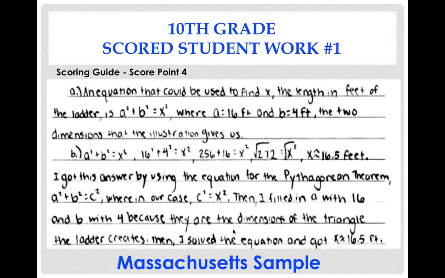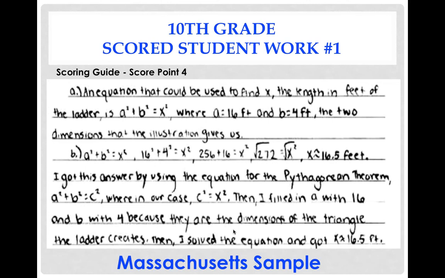All right, on part B, it says use the equation you wrote in part A to find x, the length to the nearest tenth of a foot of the ladder. Show or explain how you got your answer. So the student chose to explain how they got to their answer, which is a squared plus b squared equals x squared. So they substituted 16 and the value of 4, which was given, into the Pythagorean theorem, and they solved for x and came up with approximately 16.5 feet.